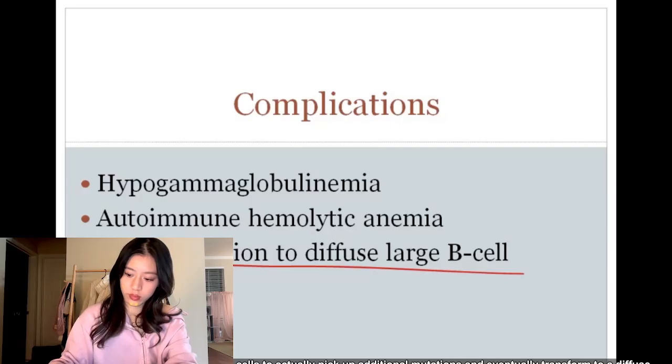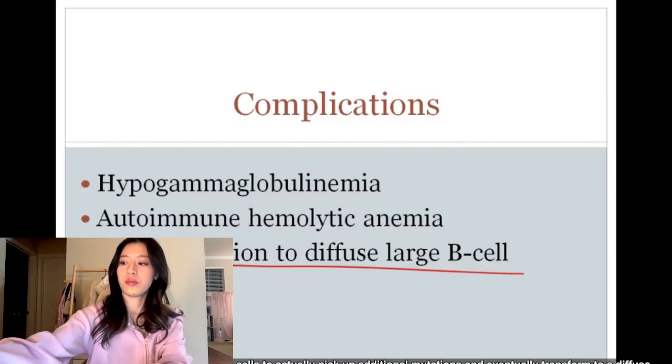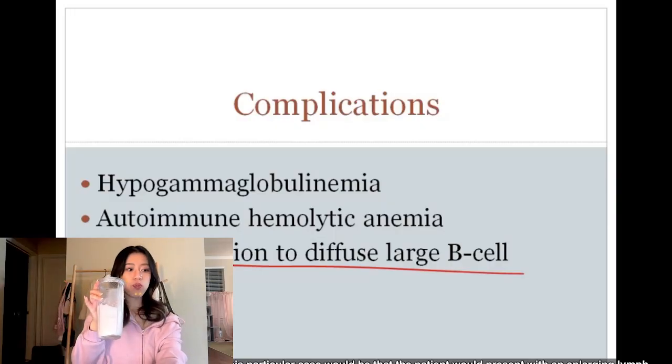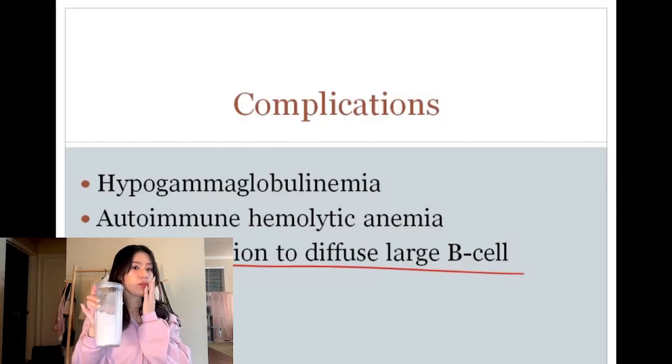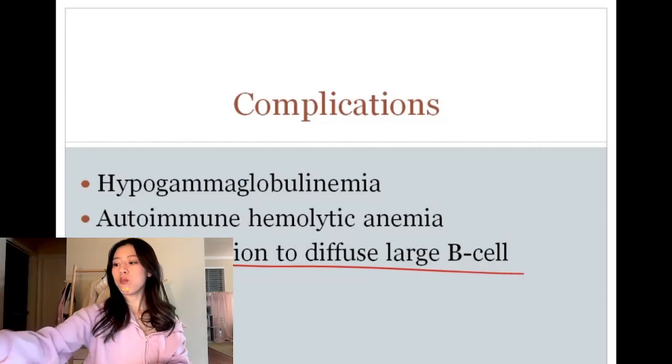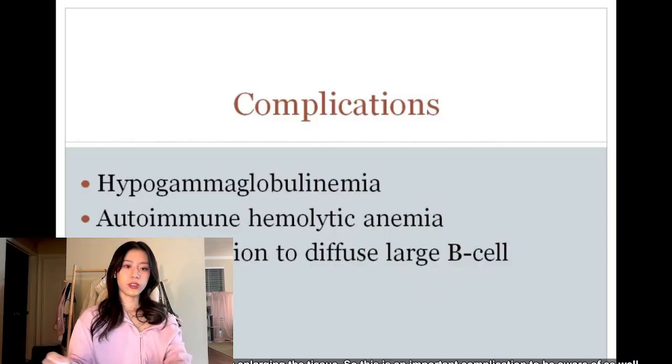The classic presentation in this particular case would be that the patient would present with an enlarging lymph node or an enlarging spleen. And the reason that the lymph node would be enlarging would be because they've now got a more aggressive tumor, and that tumor is rapidly growing, enlarging the tissue. So this is an important complication to be aware of as well.